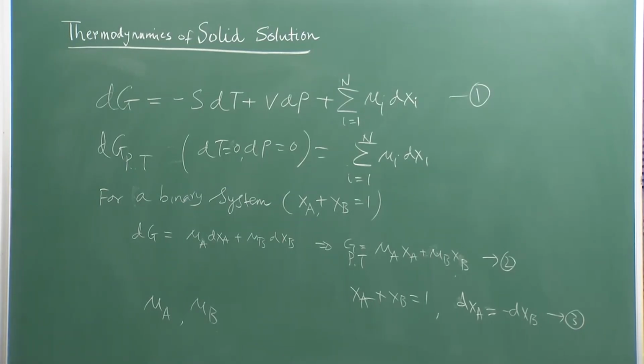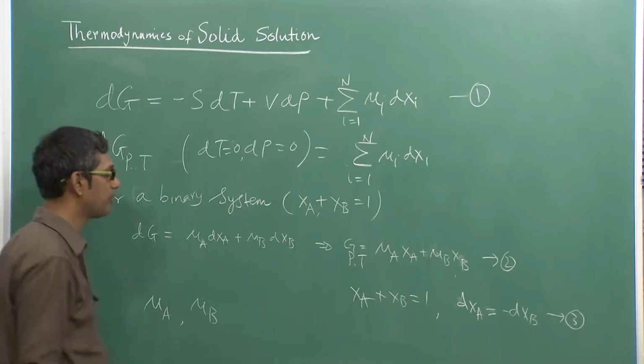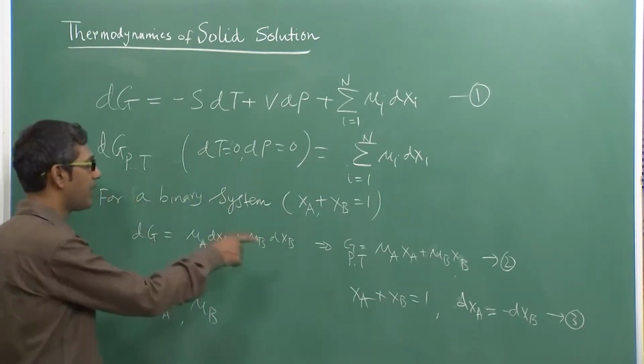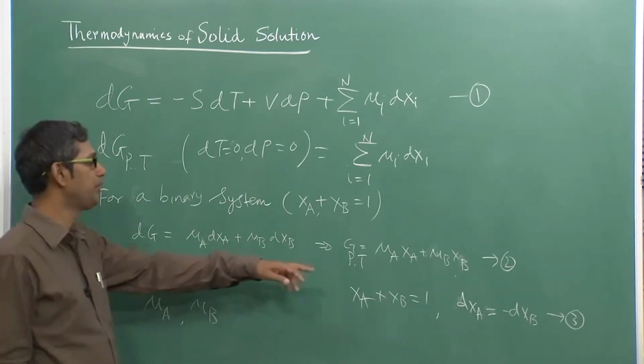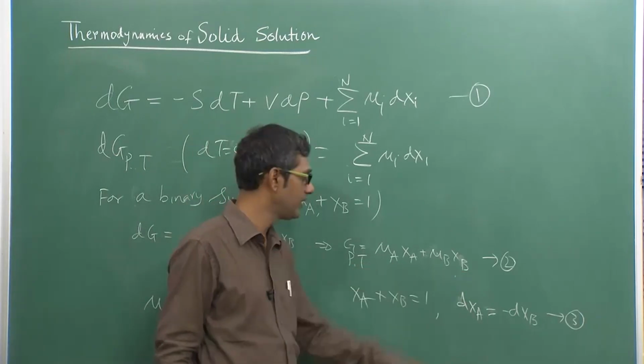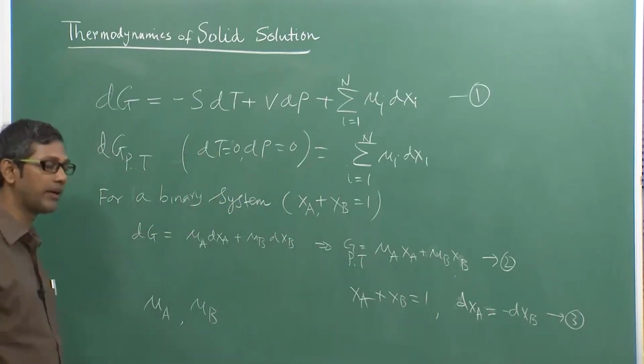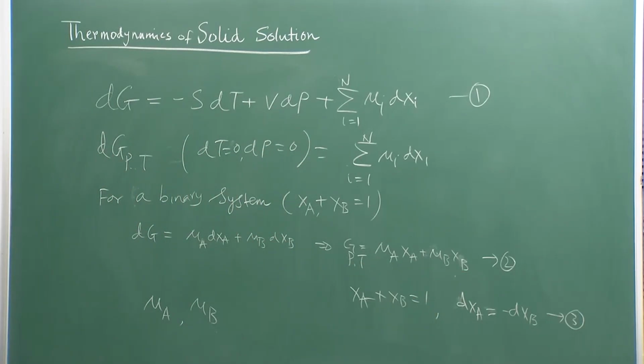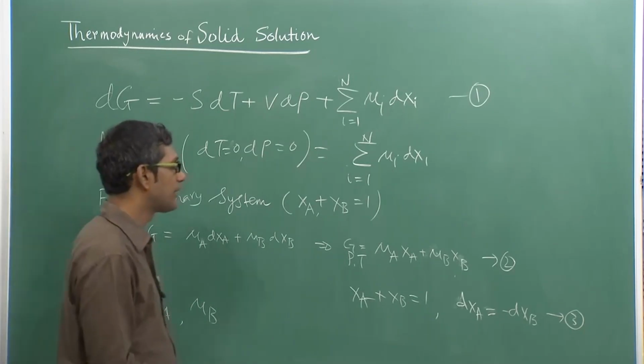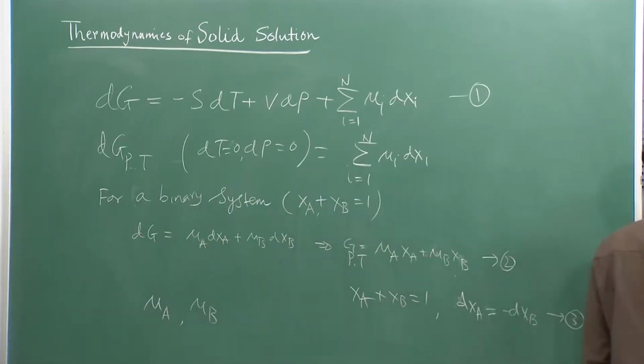This is very simple, as you can see here. Simply plug these equations into the master equation, that is G at constant T and P equal to mu A xa plus mu B xb. Differentiate it, and you will find the expressions for mu A and mu B, and you will find that they are given by the tangent to the curve. So the tangent to the curve is basically what we have been discussing.